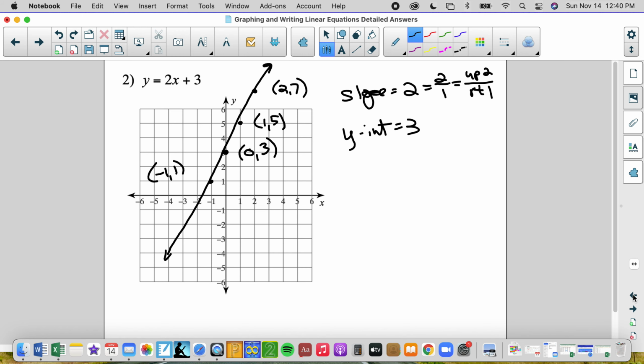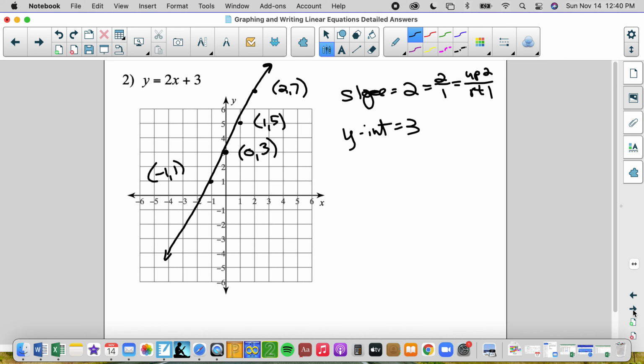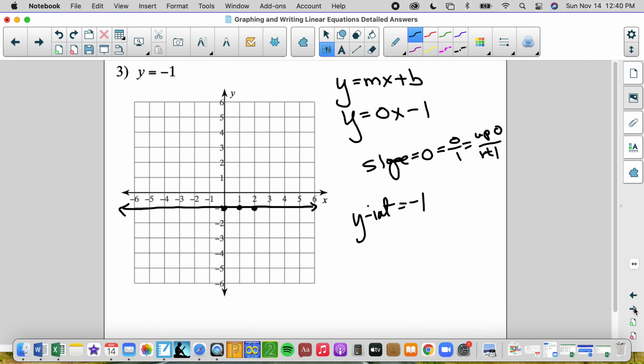Remember, this is a unique problem because there's only one variable. Problem number 2 had 2 variables, x and y. Number one had x and y, and when it has x and y, it's going to have some form of a slope. When we only have a single variable, it's going to go through that variable's axis at that location. We have 0, -1 as my first point, 1, -1 as my second point, and then 2, -1 as my third point.